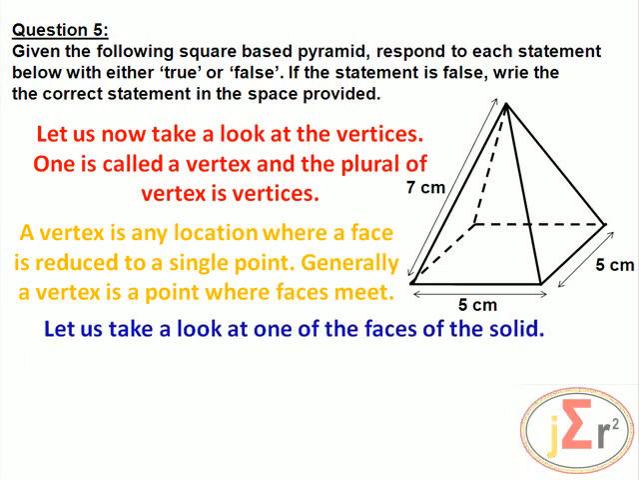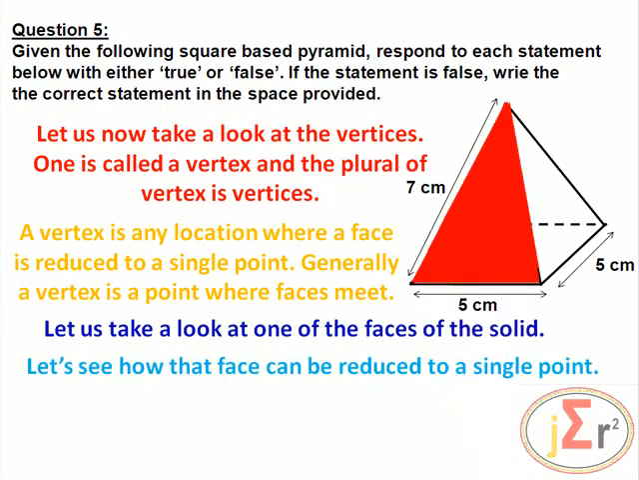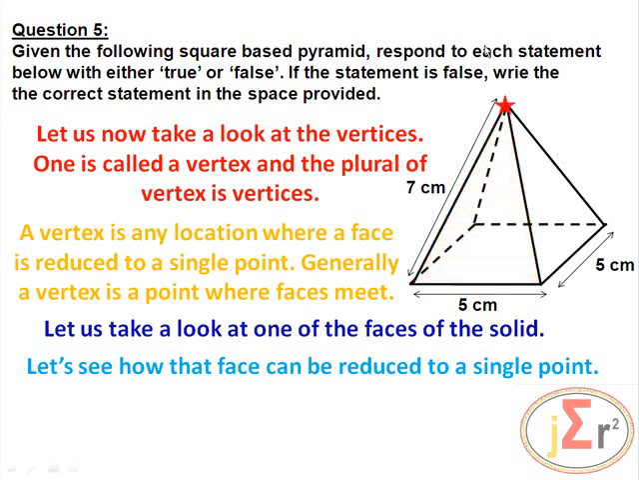Let us take a look at one of the faces of the solid. So, there we have one face. Let us see how that face can be reduced to a single point. It is disappearing, reduced to the single point that we have here, and that single point is the vertex.